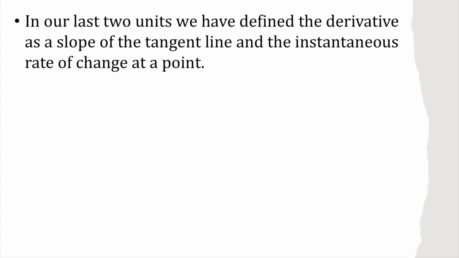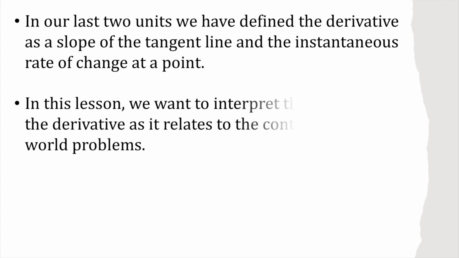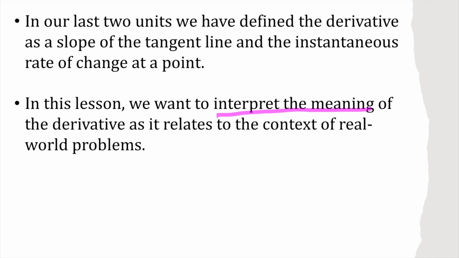In our last two units, we have defined the derivative as the slope of the tangent line and the instantaneous rate of change at a point. In this lesson, we want to interpret the meaning of the derivative as it relates to the context of real-world problems.